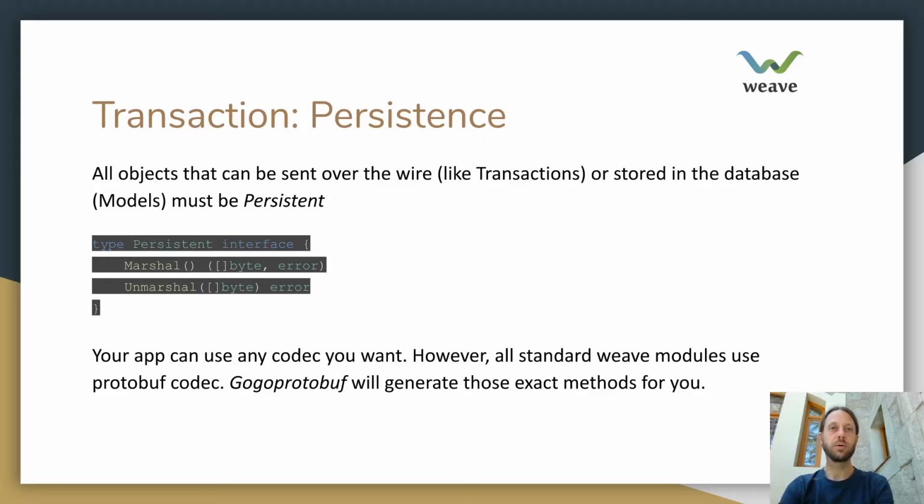The GoGo protobuf will generate these marshal and unmarshal methods for you. You can also have marshal and unmarshal call GoAmino or use JSON encodings if you want to. So every module can actually have a different encoding if it wants. But remember, the persistent word means it can marshal and unmarshal itself. And notice these are not marshal binary or marshal JSON, they're just marshal, so it knows an encoding for itself.